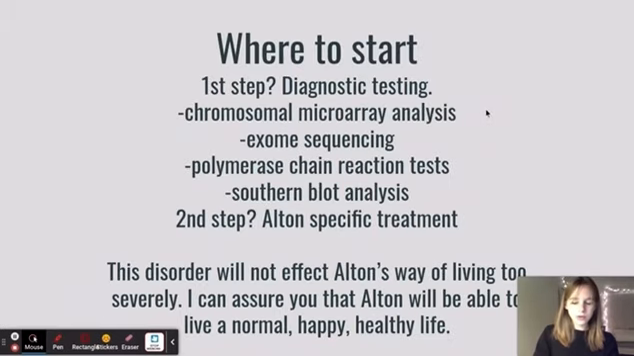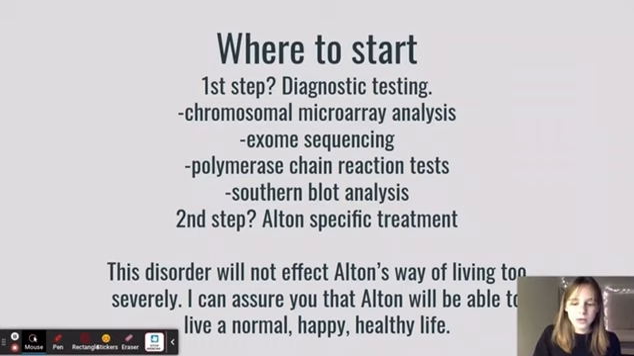So where to start? First up, testing. Testing can prove that Alton does indeed have Fragile X syndrome, and it'll allow him to receive treatment specific to his needs, enhancing his daily life. There are multiple genetic tests that can be done to diagnose this syndrome. I'm not going to get into them because it would take a really long time, but it is in the case report if you would like to read it.